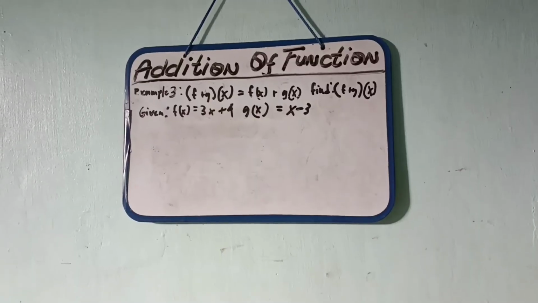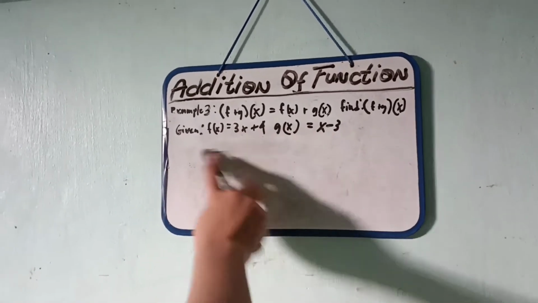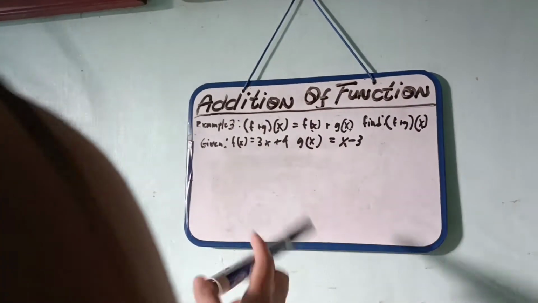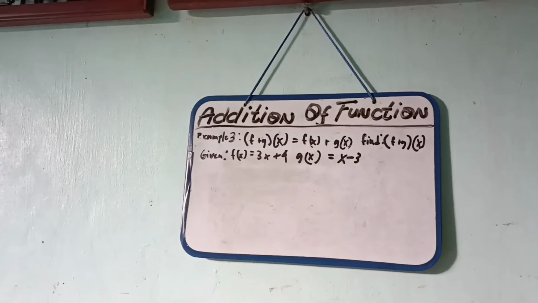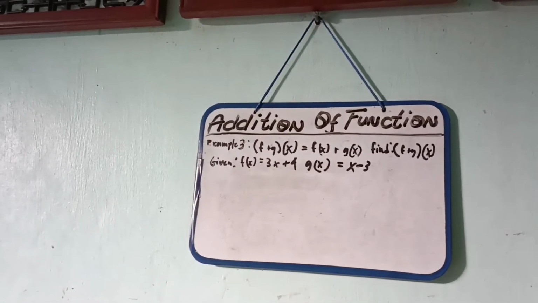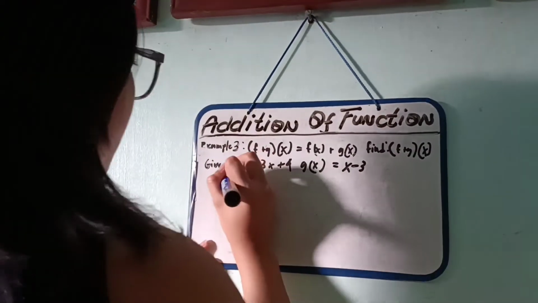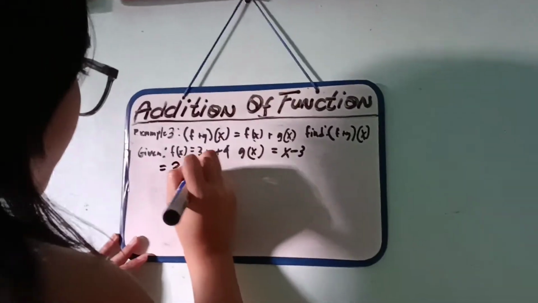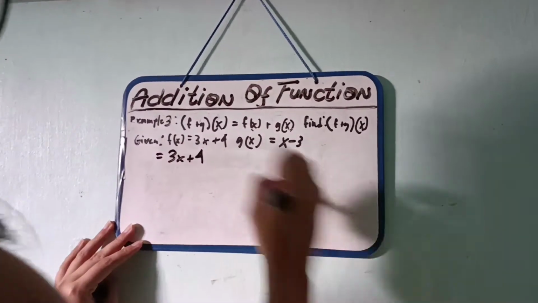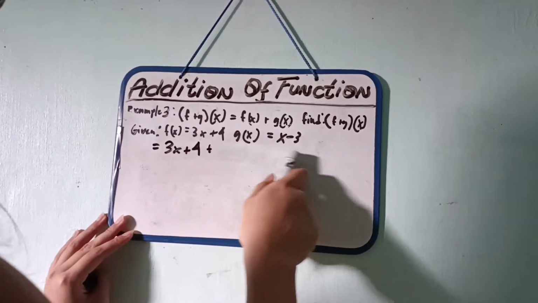Example here is f of x is equal to 3x plus 4 and g of x is equal to x minus 3. So, same stuff lang naman din, katulad sa mga last example natin. So, let's substitute f of x into 3x plus 4 plus g of x, which is x minus 3.